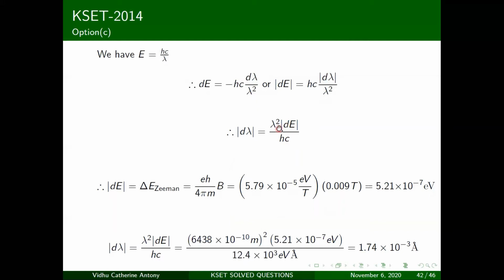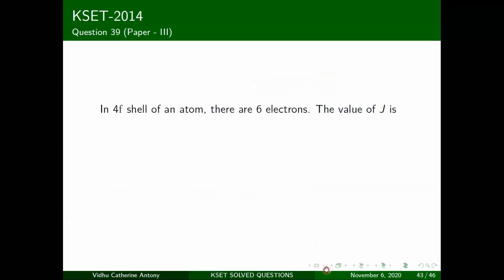Now you need to find out the energy required for the splitting. You have to derive this on your own later on. Here you would have your delta E Zeeman, which is equal to eh cross divided by 4 pi m, which is dependent on the magnetic field. And then finally you find out the splitting, the shift of the split lines. Okay, so this is a very simple question.